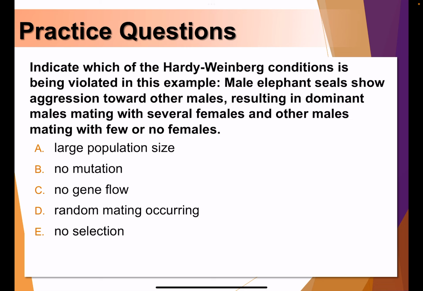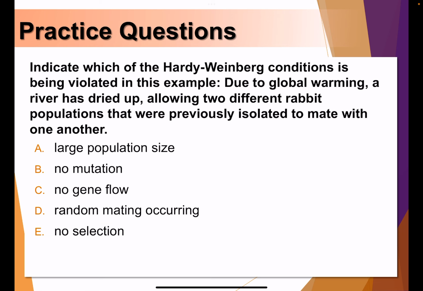Indicate which Hardy-Weinberg condition is being violated in this example out of the 5. Male elephant seals show aggression towards other males, resulting in dominant males mating with several females and other males mating with few or no females. Which is it? It should be random mating occurring. It is not random. There is a pattern to the mating going on that is described here, so it makes non-random mating, which violates the Hardy-Weinberg condition.